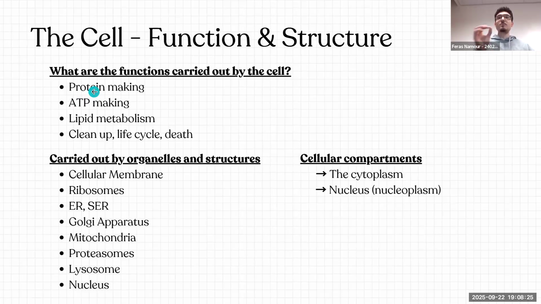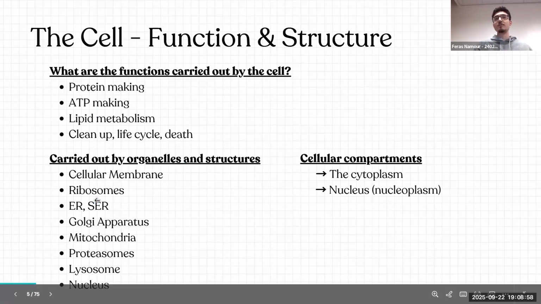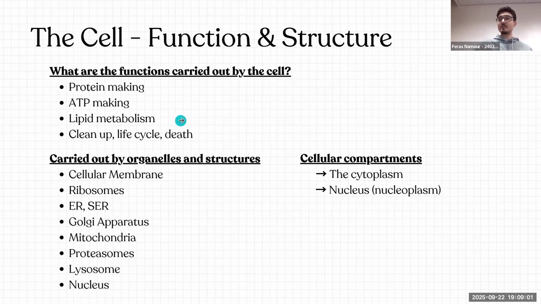So when we're talking about the cell, the smallest unit that makes up a person, we should know what functions are carried out by the cell. The functions of the cell are protein making, ATP making, lipid metabolism, and obviously the cell should live, clean itself up, reproduce through mitosis, and then eventually die. It does all of this through its structure. So we have specific organelles that carry out different functions. Cellular membrane, ribosomes, all of these, we're going to talk about each one of them individually. But for now, it's important to understand the functions, know them, so that we can correlate them to the structures.